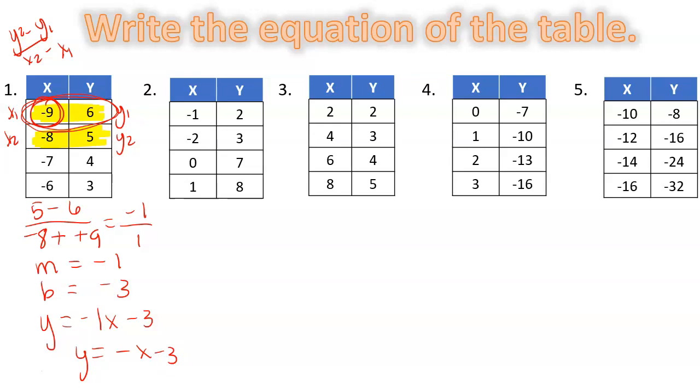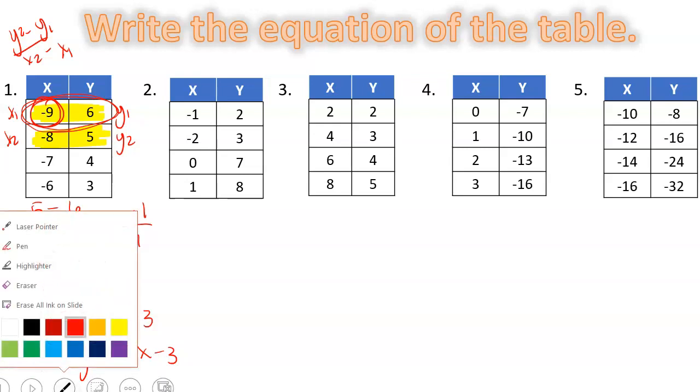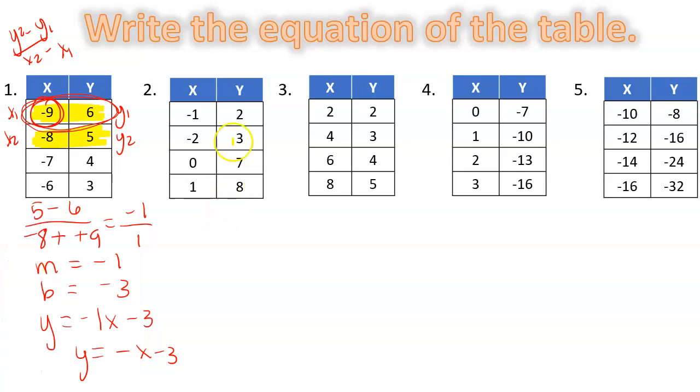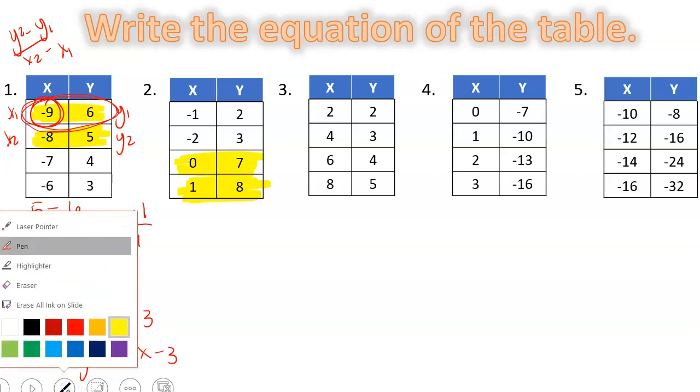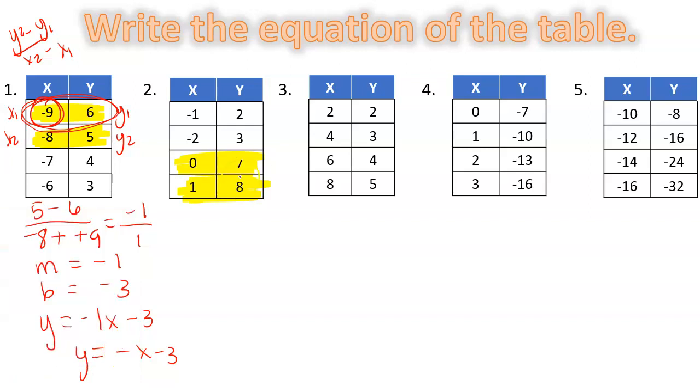So for number 2, again, I need to start by picking any 2 points. So I'm going to choose 0 because it's easy to work with. So 0, 7, and then 1, 8 because they're both positive. I just feel like they'll be a little bit easier to work with. Go back to my pen. Alright, so x1, x2, y1, y2. So y2, 8, minus y1, 7, over x2, 1, minus x1, 0. 8 minus 7 is 1, 1 minus 0 is 1. So my m is 1.